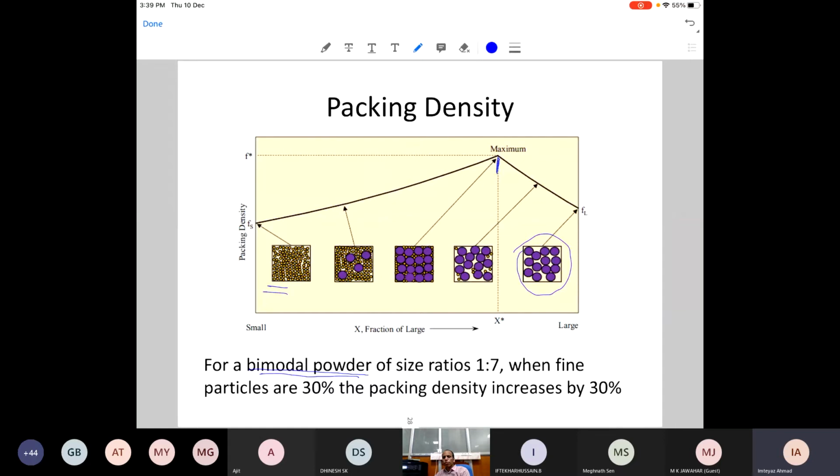And by doing that, you can increase the packing density by at least 30%. That's the reason why people do not use monomodal powders, but they use bimodal powders. They have two different size distributions, at two ends, where some of them are sub-microns, some of them are a few microns, and then you pack them together, and that gives you better packing density. This is what is our goal.